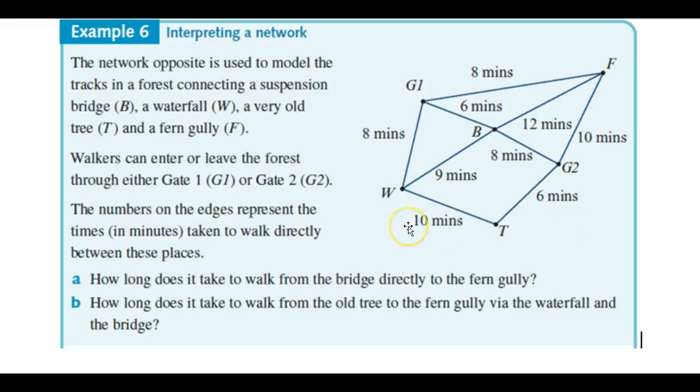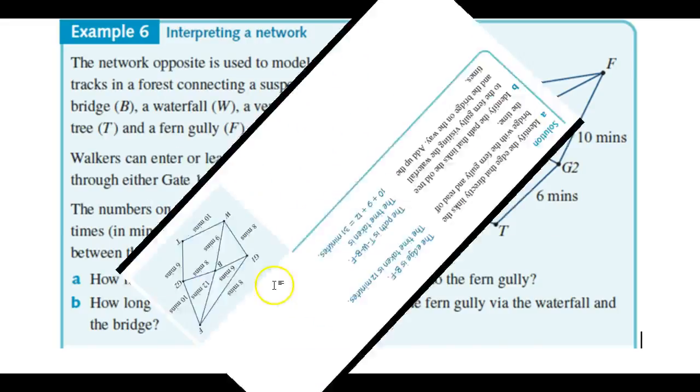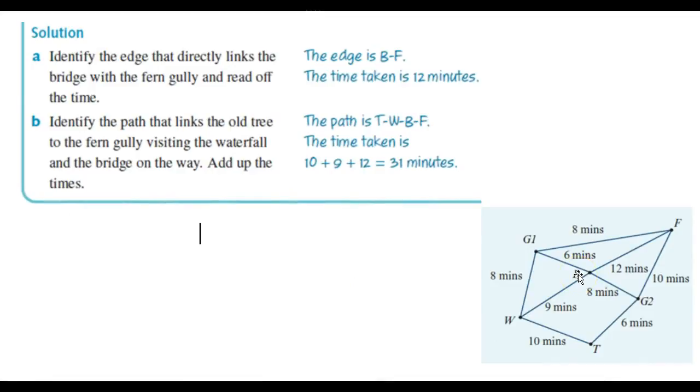So we want to look at how long it takes to walk from the bridge directly to Fern Gully. We also want to see how long it takes to walk from the old tree to Fern Gully via the waterfall and the bridge. So the first part is easy. The edge that links B and F is here, and so that will take 12 minutes from reading off the graph. Now the path that links the old tree to Fern Gully, visiting the waterfall and the bridge on the way, is this path here, T to W to B to F. And we add up those times, 10 plus 9 plus 12 comes out to 31 minutes.